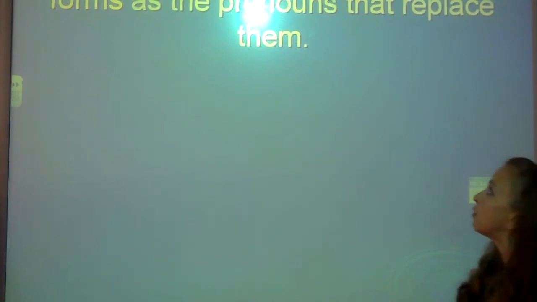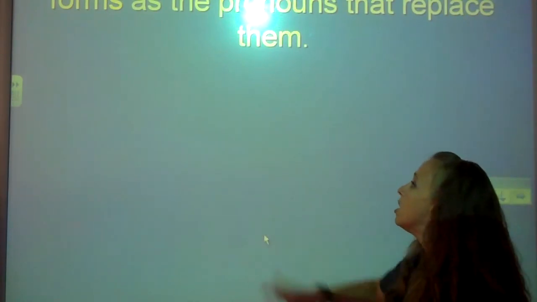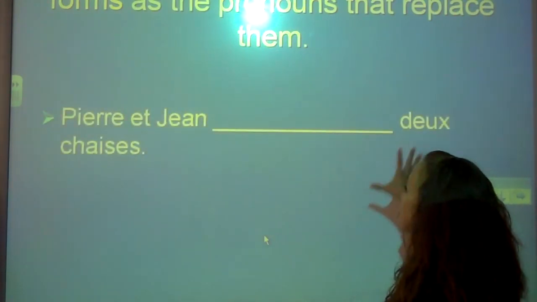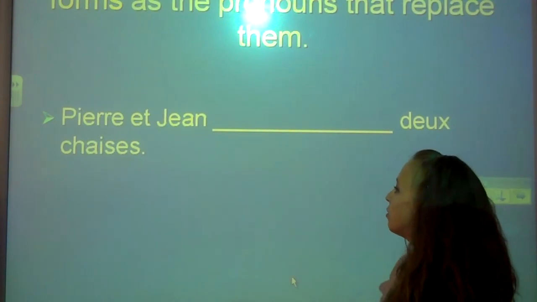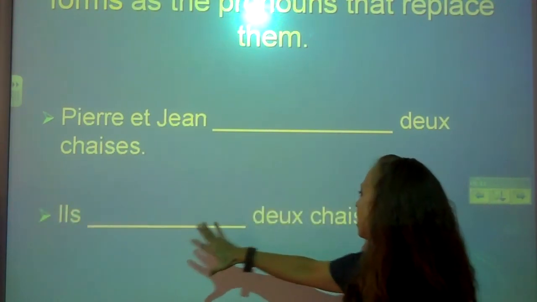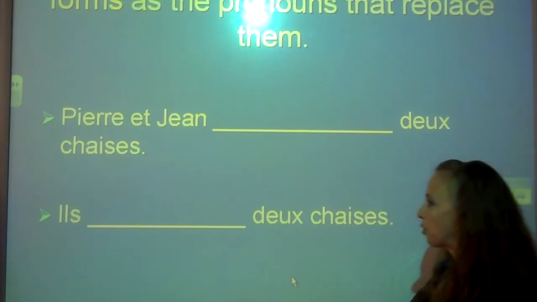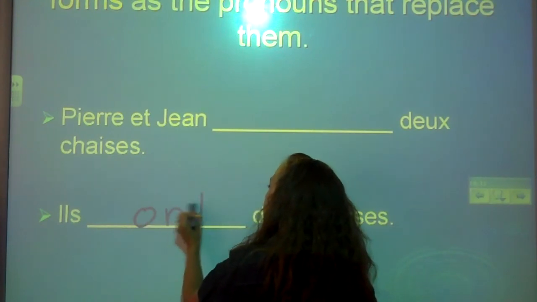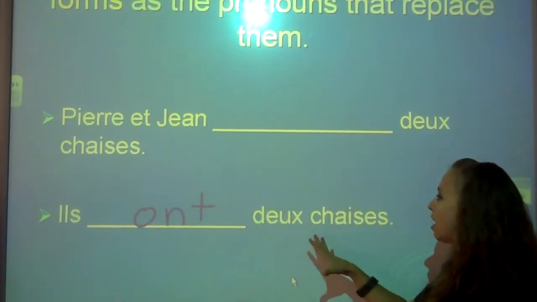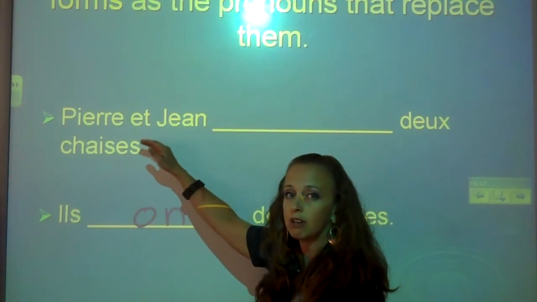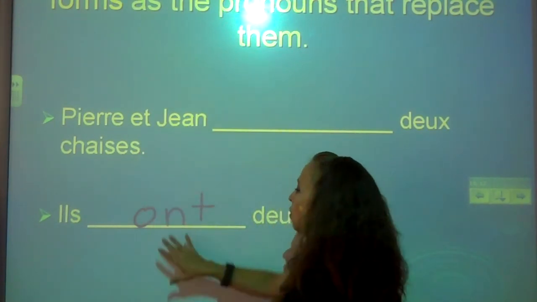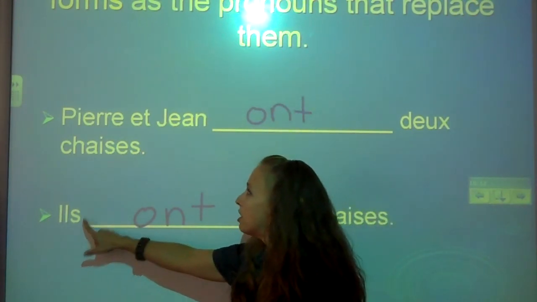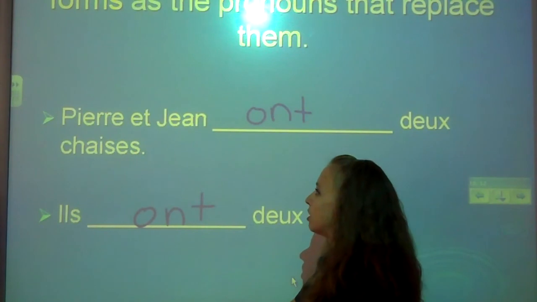Noun subjects are going to use the same verb forms as the pronouns that replace them. So for example, if we want to say Pierre and Jean have 2 chairs, we'll use exactly the same form that we would use if we want to say they have 2 chairs. And according to the box that we just filled in, to say they have, we'll use ont, O-N-T. Ils ont 2 chaises. They have 2 chairs. And because this is also talking about 2 people, so it's third person plural, we'll use that same form. So you use the same form whether you're using a pronoun as the subject or if you're using someone's name as the subject.